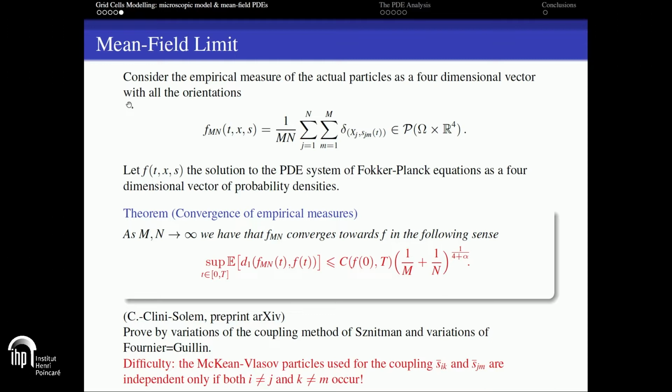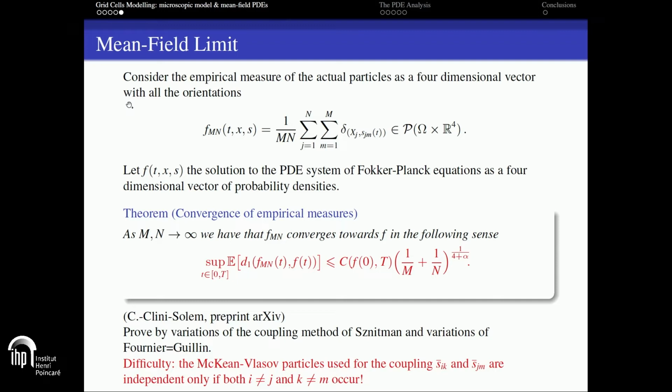And we proved that you have the D1, the Wasserstein distance 1, the distance between the empirical measure and the solution of the McKean-Vlasov equation of the previous slide, taking the expected value because the empirical measures are random variables on measures. Then you take the sup in T, it decays like that with a constant that depends on the initial data and the time that you fix.